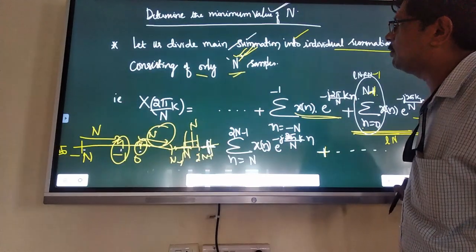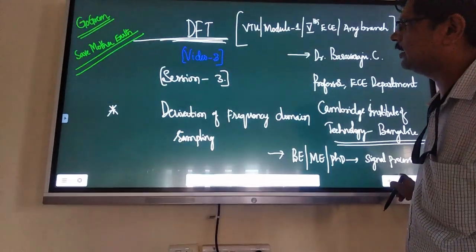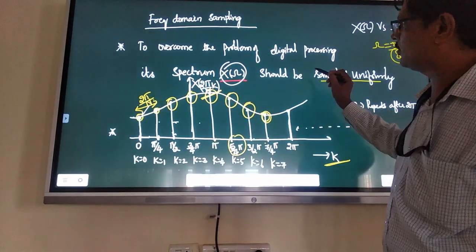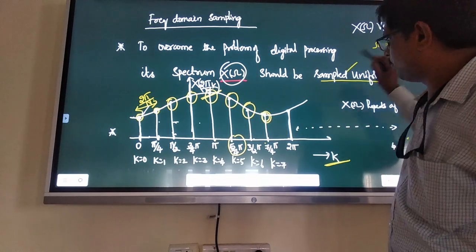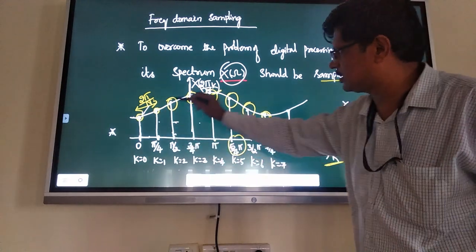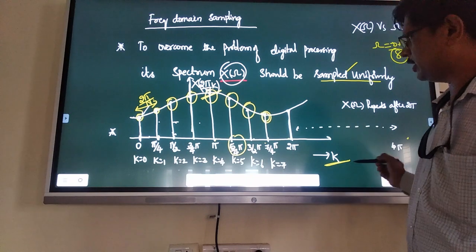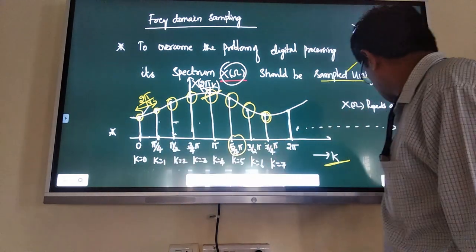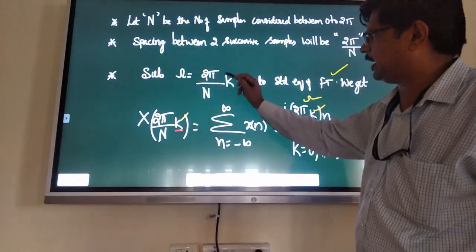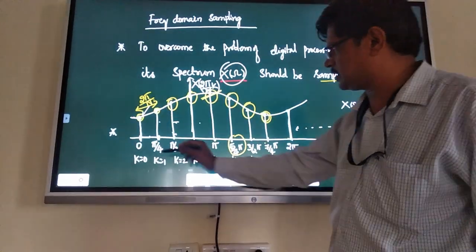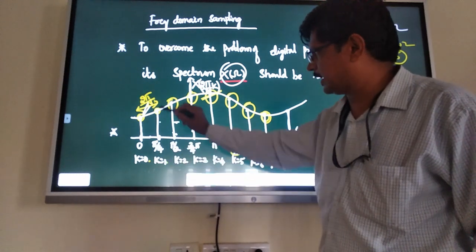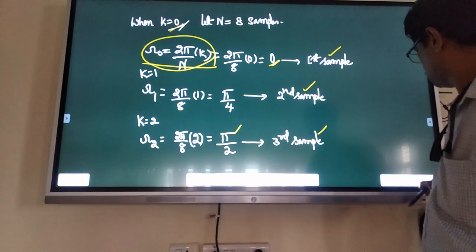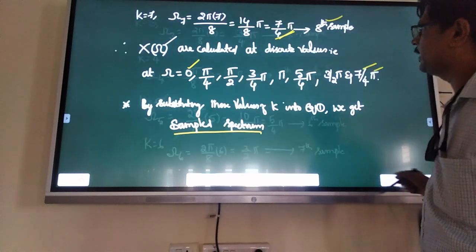Let me quickly revise. First, the derivation of this. To overcome the problem of digital processing, what will we do? We will sample it uniformly instead of continuous, say 8 samples. Now I consider N samples and substitute omega equal to 2 pi by N into k. Then when k is 0, I get the first sample, when k is 1 the second, up to k equal to 7, 8 samples. That's what I have done here.